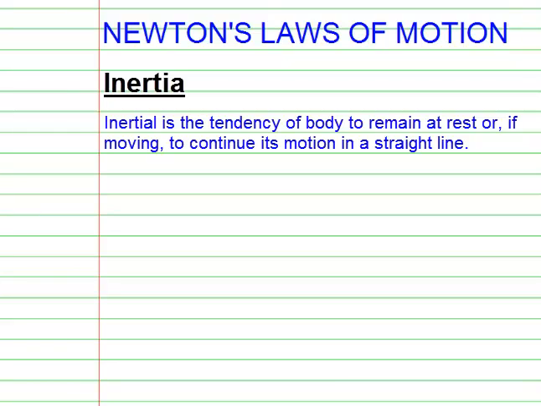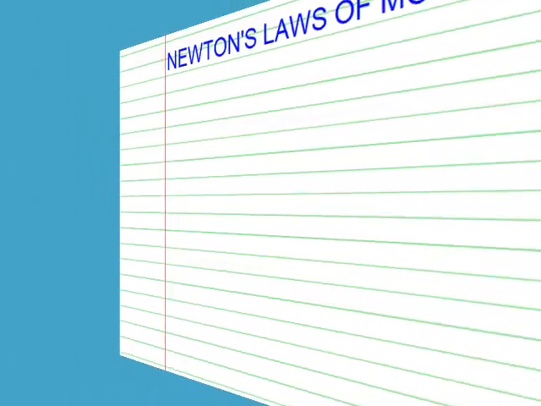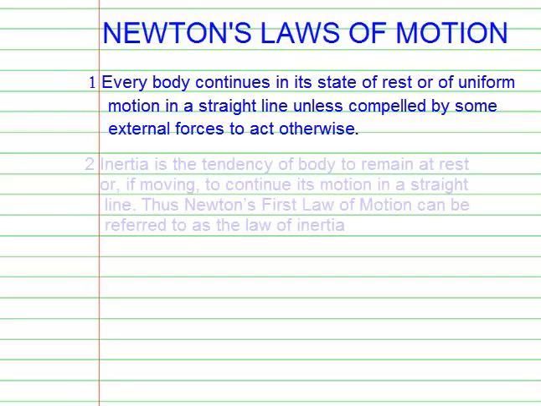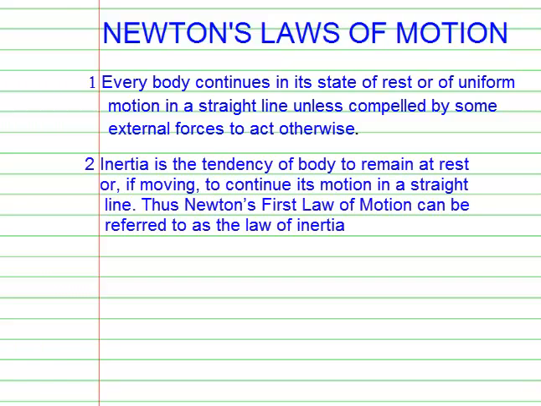So let's stop this lesson by recapping the main points as follows. Point number 1. Newton's first law of motion states that every body continues in its state of rest or of uniform motion in a straight line unless compelled by some external forces to act otherwise. Point number 2. Inertia is the tendency of a body to remain at rest or if moving to continue its motion in a straight line. Thus, Newton's first law of motion can be referred to as the law of inertia.